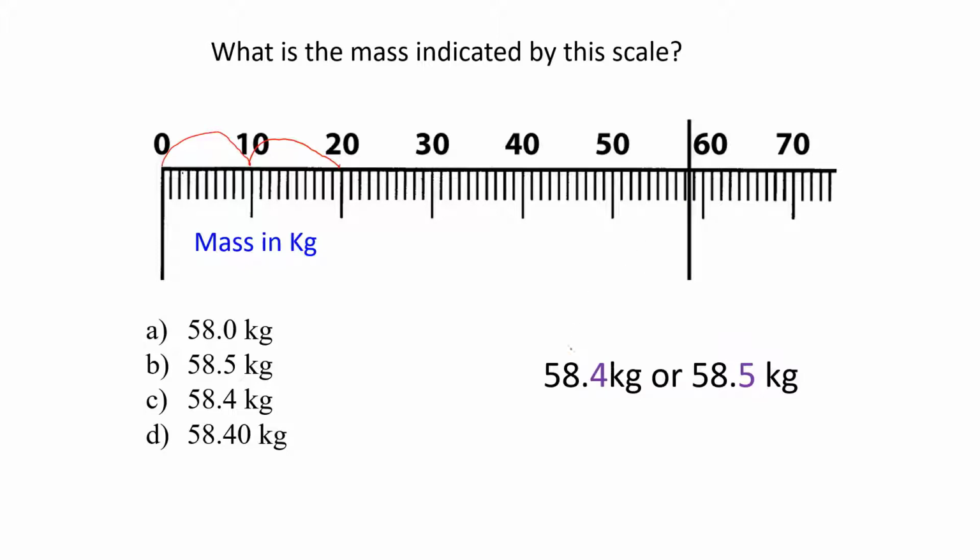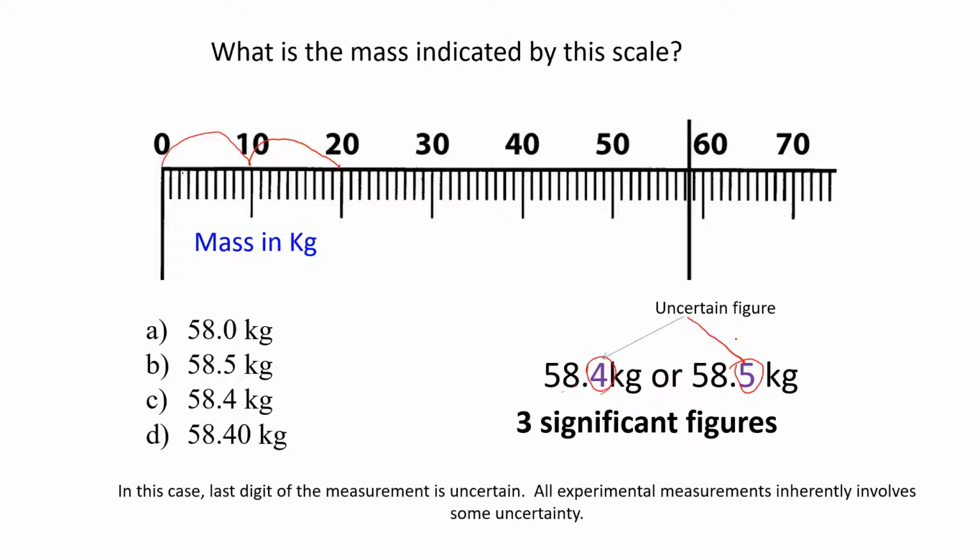The first two digits are certain. It is the last digit that is uncertain. So in this case, the last digit of the measurement is uncertain. All experimental measurements inherently involve some uncertainty. Now, these three numbers describe important information about this measurement. The first two numbers, 5 and 8, are certain, and the last digit 4 is uncertain. These are very significant information. Therefore, all these three numbers are significant, and the measurement has three significant figures.